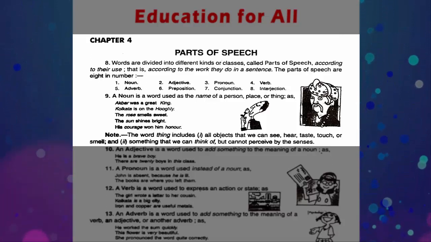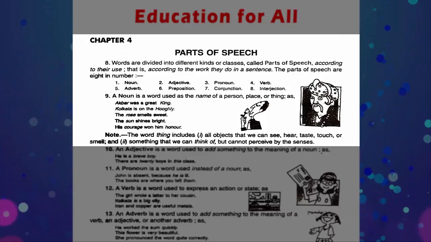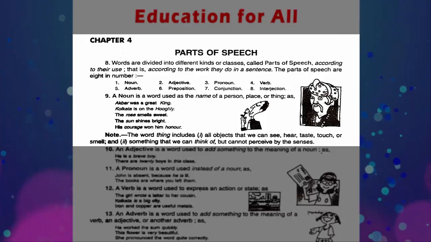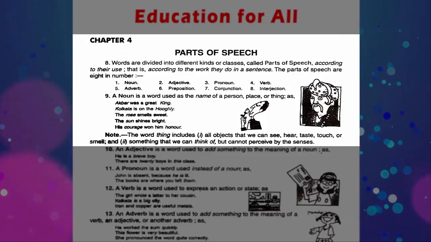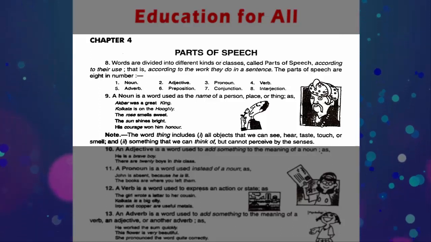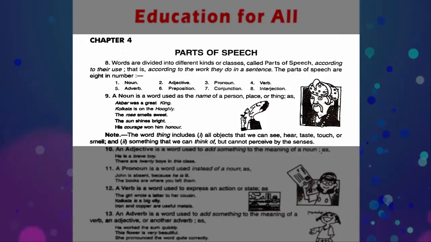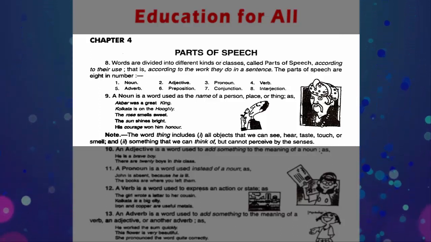1. Noun. 2. Adjective. 3. Pronoun. 4. Verb. 5. Adverb. 6. Preposition. 7. Conjunction. 8. Interjection. A noun is a word used as the name of a person, place, or thing.